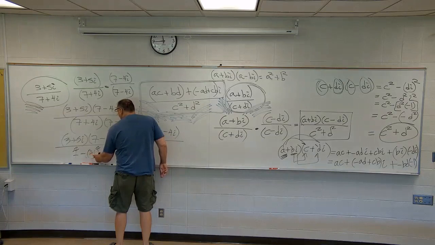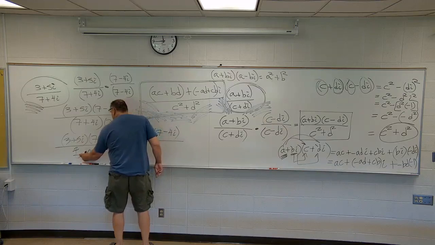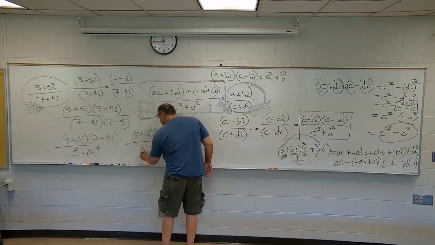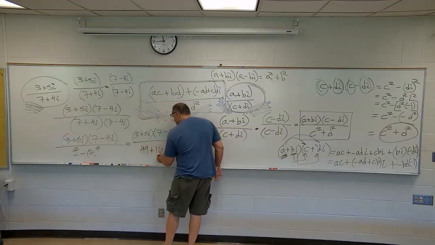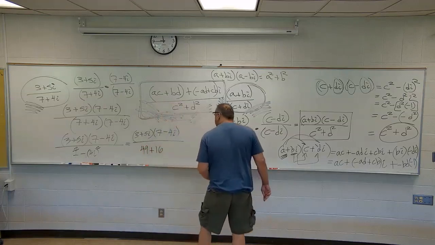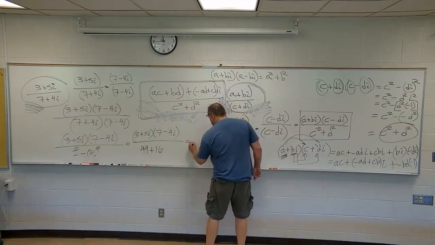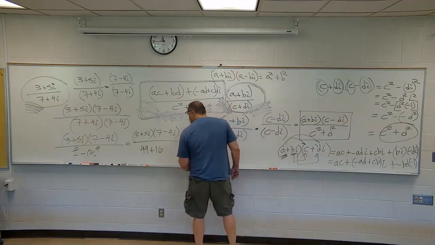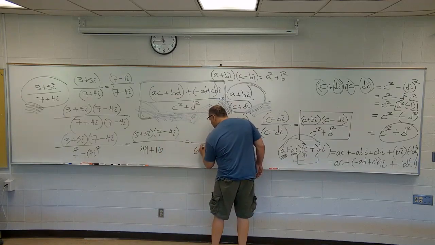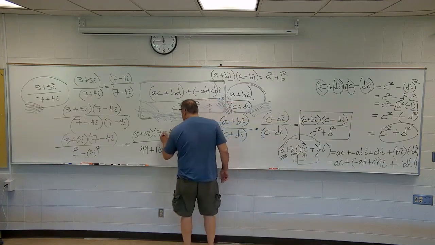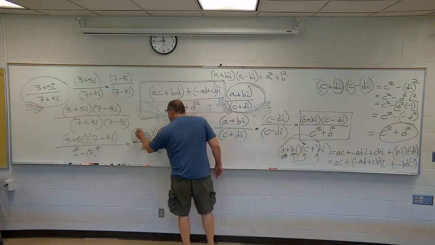Square the i, you get -1. -1 times 16 is -16. Negative minus -16 is plus 16. So what you end up getting is 49 plus 16. You add these together, you're going to get 65. And then here, minus this, plus the opposite.